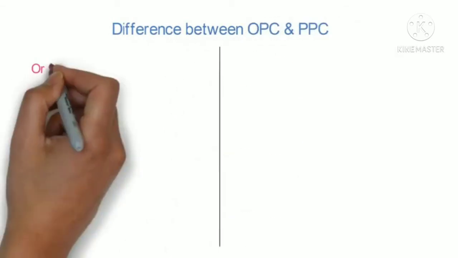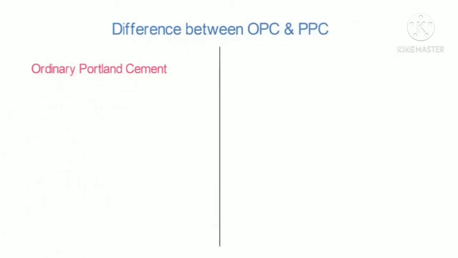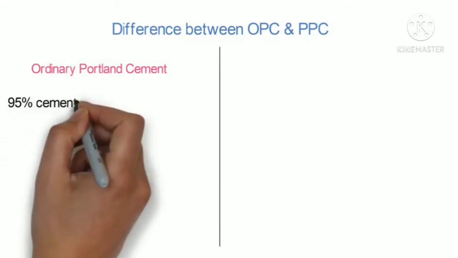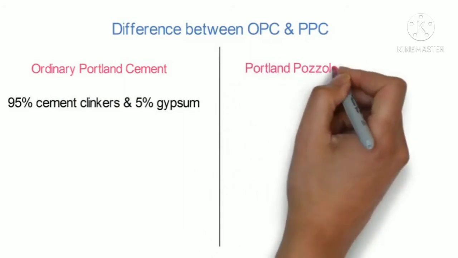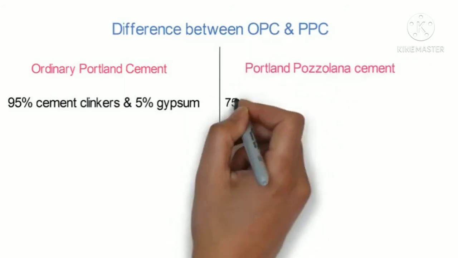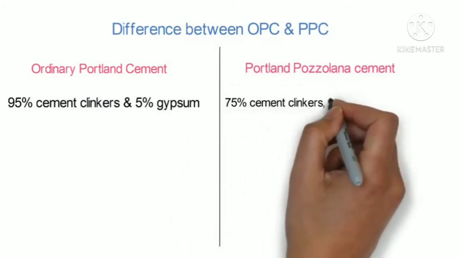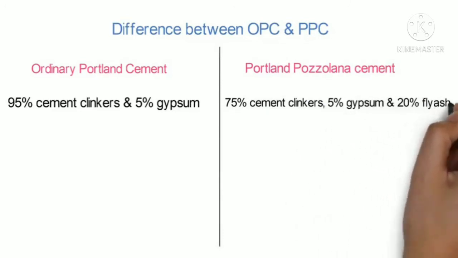Difference between OPC and PPC. OPC stands for Ordinary Portland Cement. Its composition is 95% cement clinkers and 5% gypsum, whereas PPC is Portland Pozzolana Cement. Its composition is 75% cement clinkers, 5% gypsum and 20% fly ash.